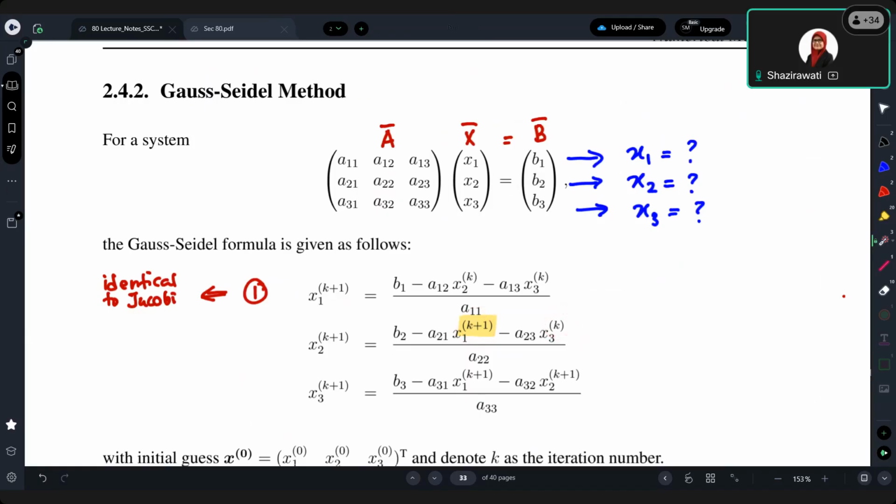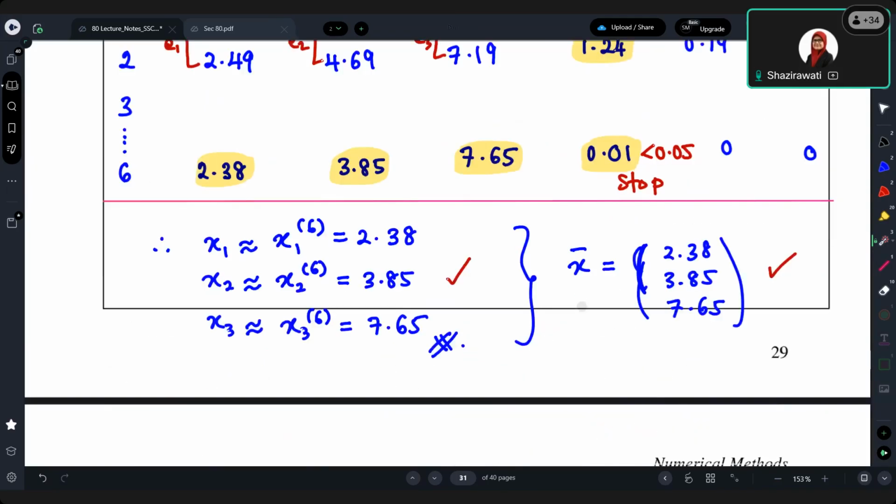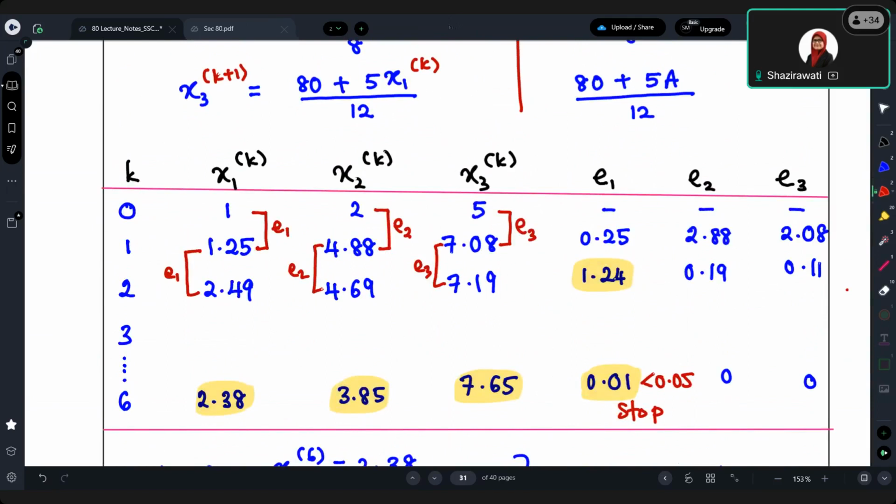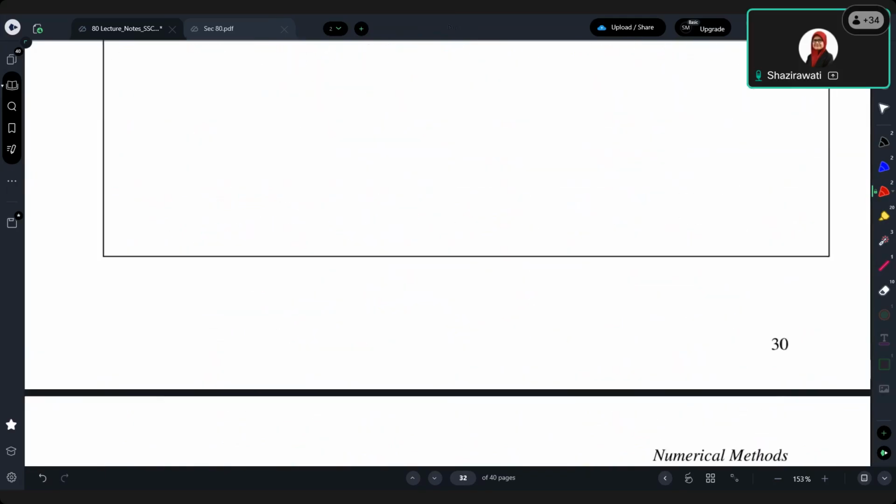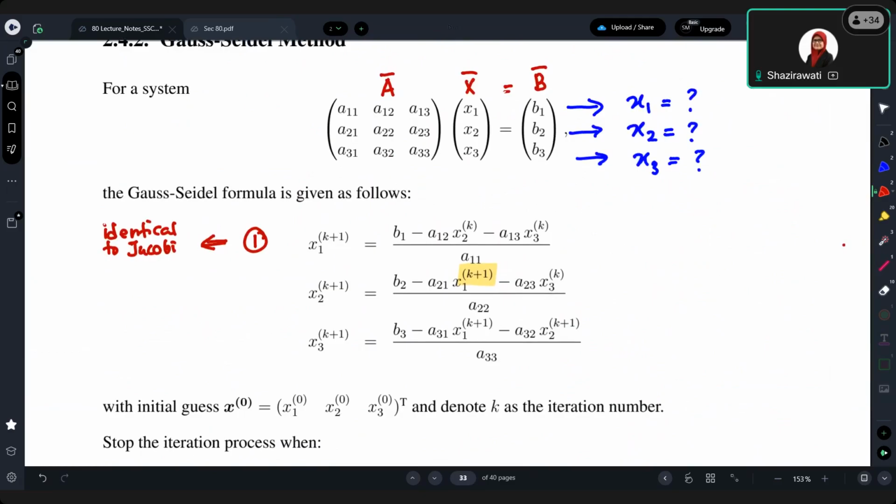Okay. Right? Okay, imagine dekat X2 ni, masa you nak kira X2, sebenarnya you dah kira X1 sebelum tu. Right? Dekat kita punya table tadi. Okay, masa you nak kira ini, sebelum tu, you dah ada dah value 1.25 tu. So dalam Gauss-Seidel, masa you nak kira X2, you terus pakai the updated value of X1. Sebab tu, dekat X1 tu, dia punya iteration notation dia adalah K plus 1.